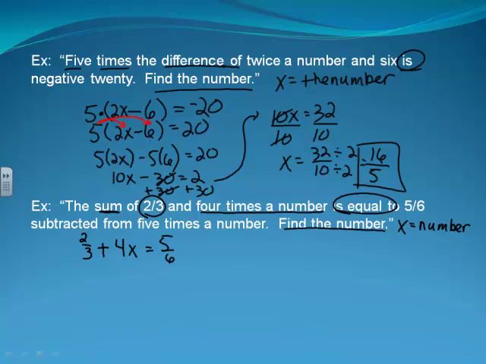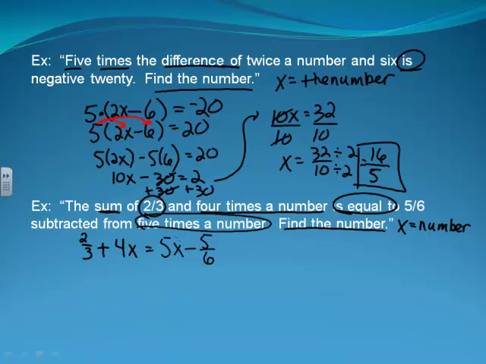subtracted from, oh, watch out there, I should have read the rest of the problem. They're telling you that the 5/6 is subtracted from 5 times a number. Order is important in subtraction. 5/6 subtracted from means we're subtracting the 5/6 from something else. What are we subtracting it from? We're subtracting it from 5 times our number, or 5 times x.